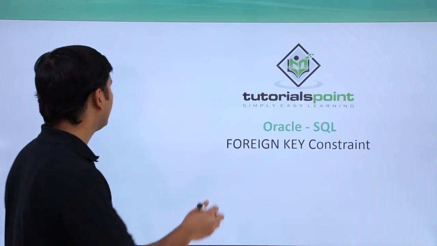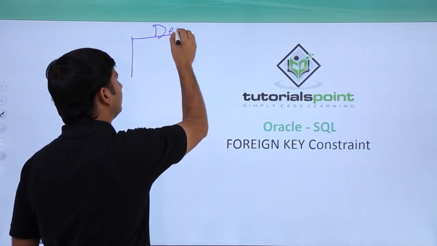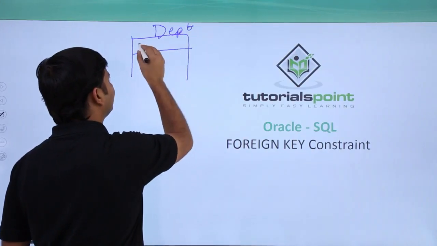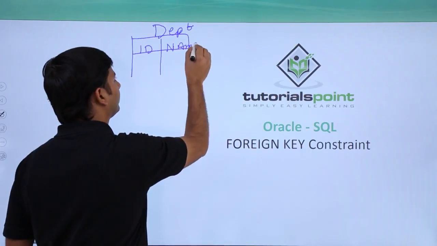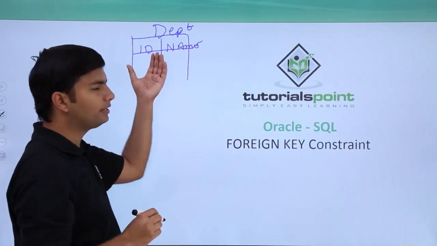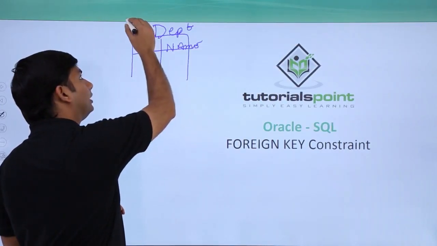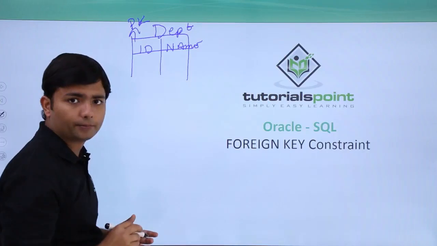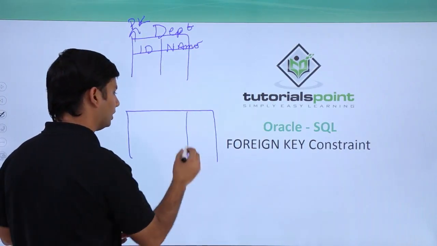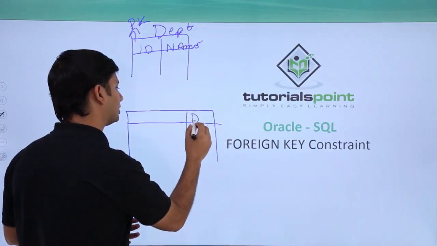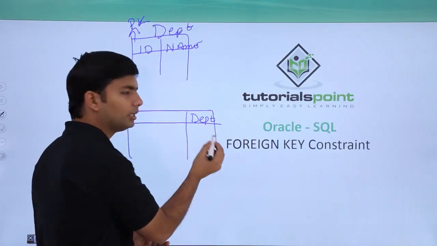For example, here I have a couple of tables. That is the department table, in which there are a couple of fields, like department ID and department name. Now I'll enter the department IDs into this particular column, and this will be declared as the primary key. But in the other table, let's say employees, each employee would be working in a particular department, and here also I want to get some department IDs.